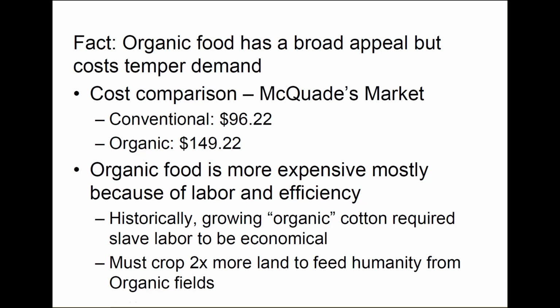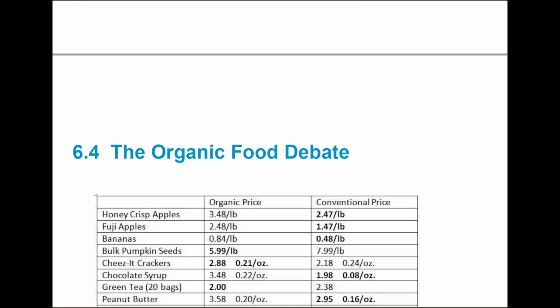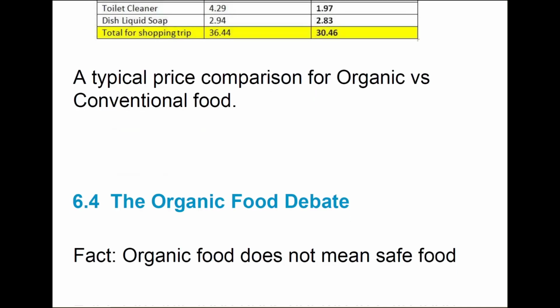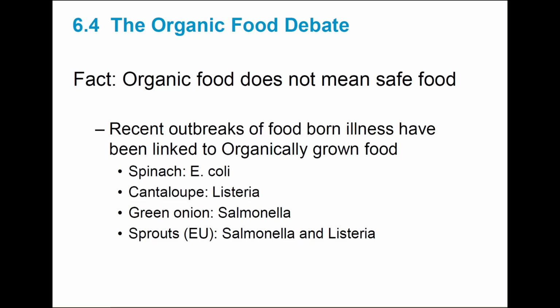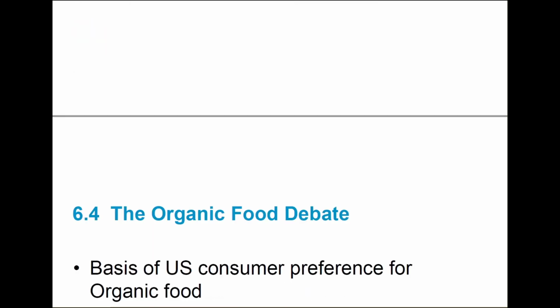Historically, growing organic cotton required slave labor. You must crop 2 times more land to feed humanity from organic fields, which is the whole point of GMO. And this is just giving you a price list, a typical price comparison for organic versus conventional food taken in the local market. Organic food does not mean it is safe. Recent outbreaks of foodborne illnesses have been linked to organically grown foods such as spinach, cantaloupe, green onions, sprouts, etc. So organically grown food is just as likely to be contaminated as conventionally grown.